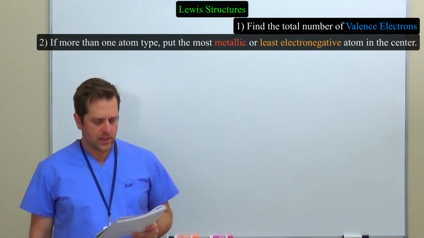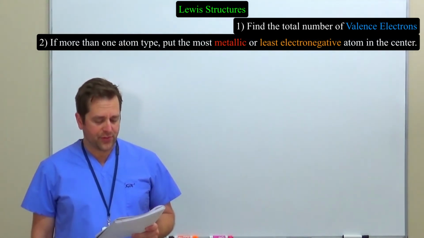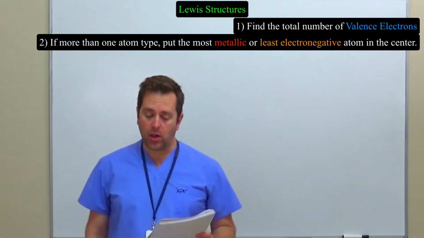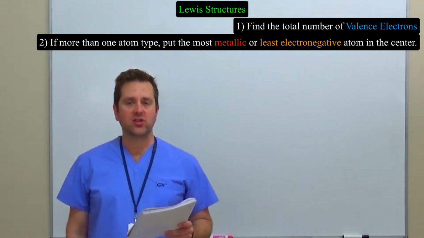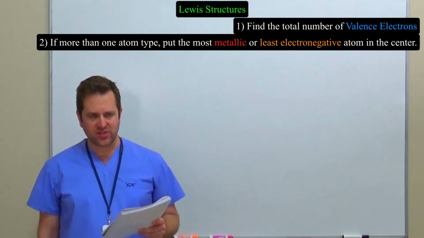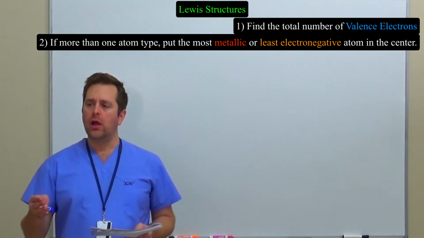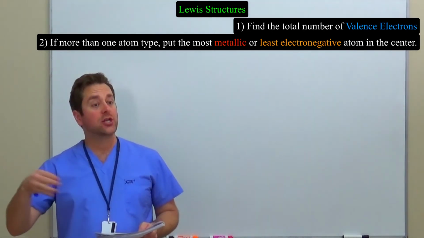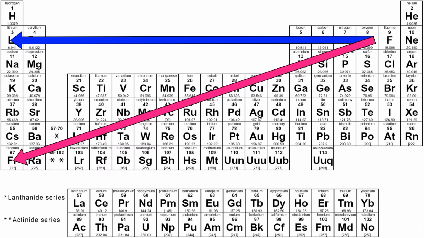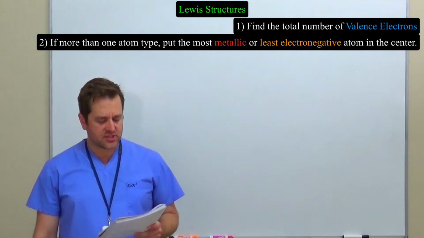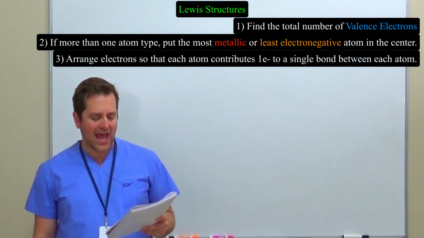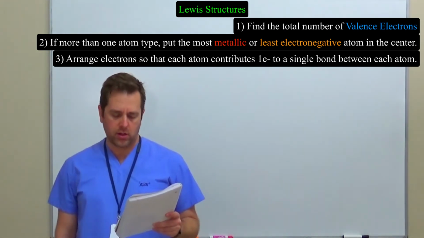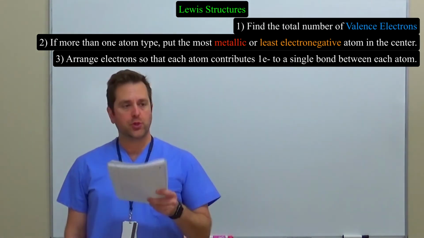Step number 2, if there is more than one atom type in the molecule, put the most metallic or least electronegative atom in the center. Now I want you to recall that electronegativity actually decreases the further we get away from fluorine on the periodic table. Step number 3. Arrange the electrons so that each atom contributes 1 electron to a single bond between each atom.